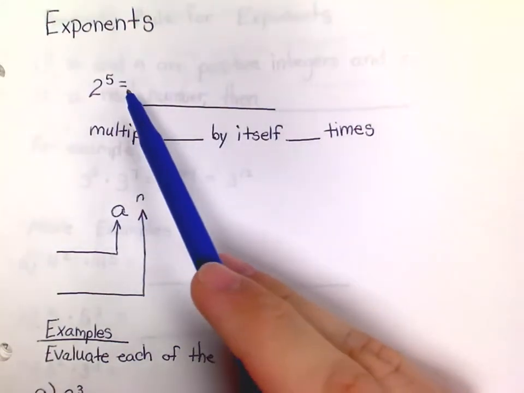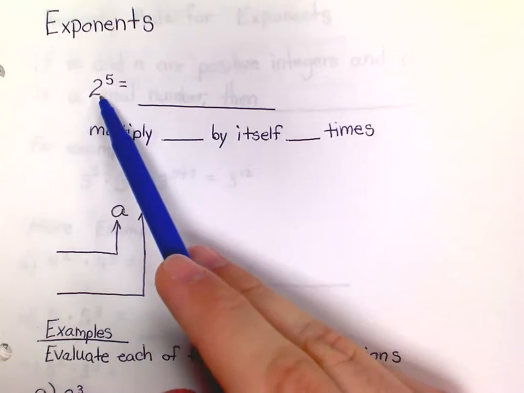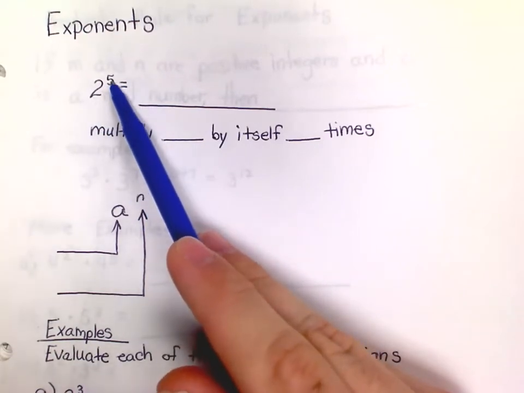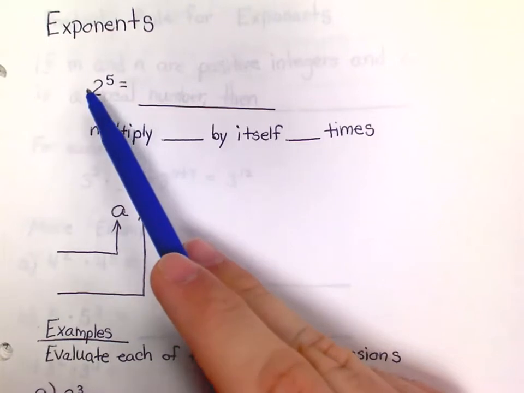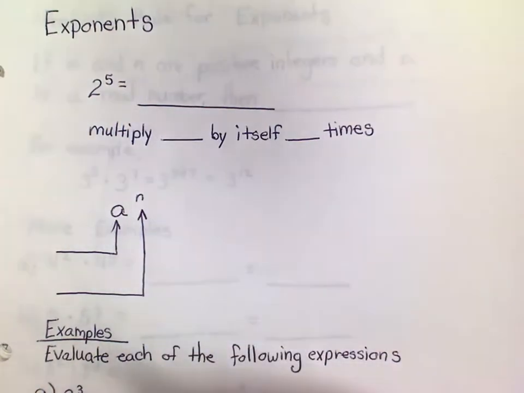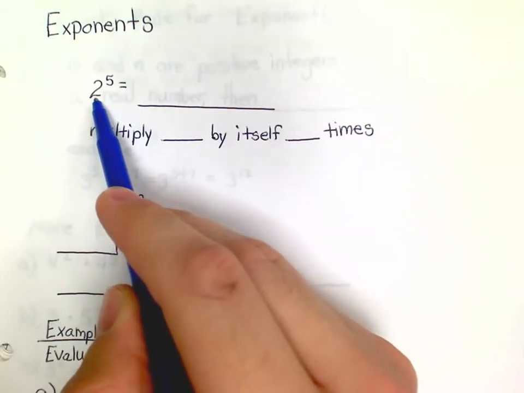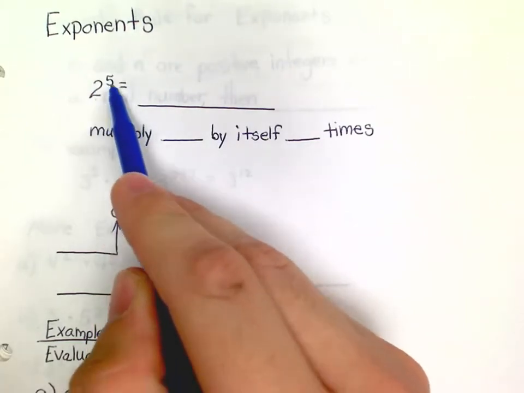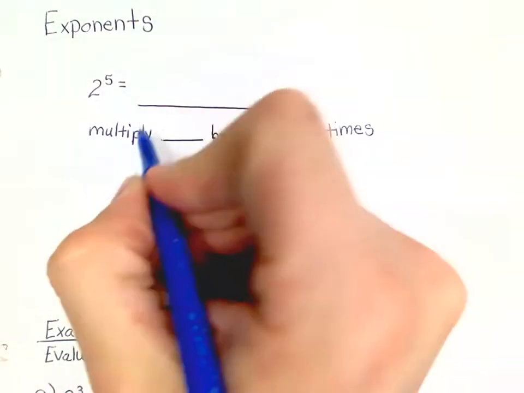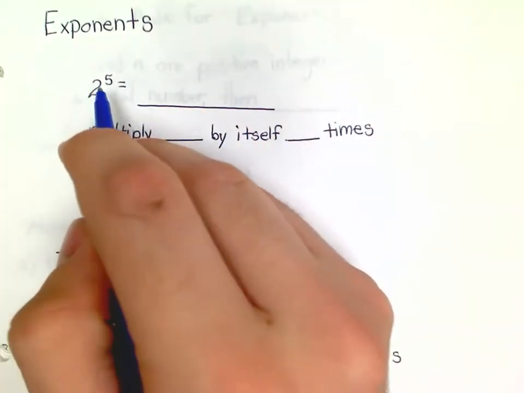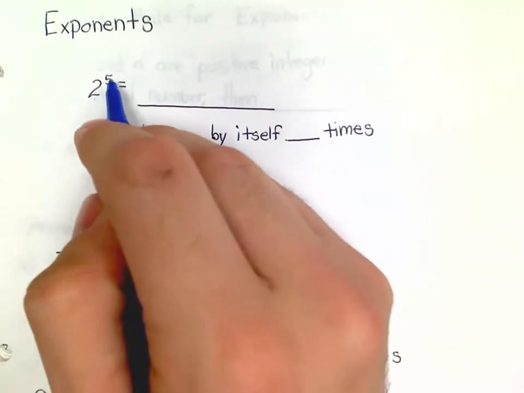So we have this expression right here, where we have a large 2 raised to a small 5. We say that's 2 raised to the 5th power. And what does that look like? Well, that just means take the large number and multiply it by itself as many times as the small number is. So that means take 2 and multiply by itself 5 times. That's not to say 2 times 5.